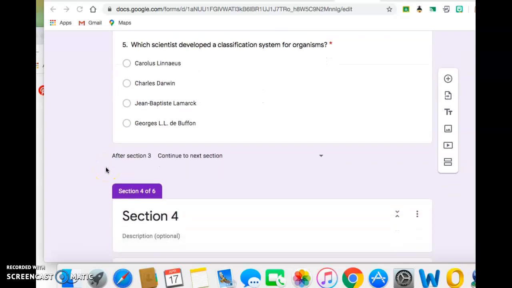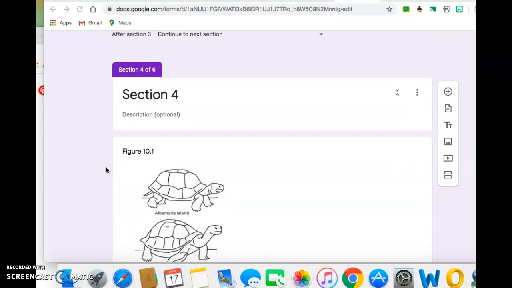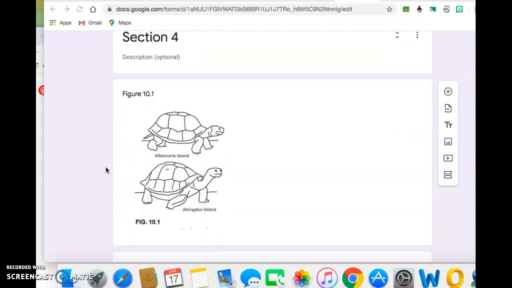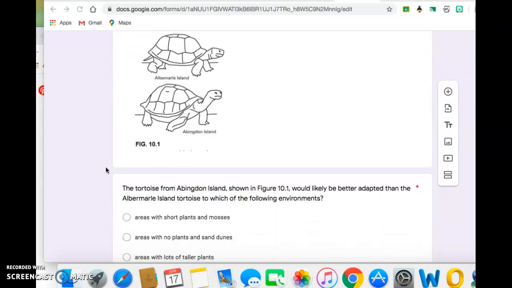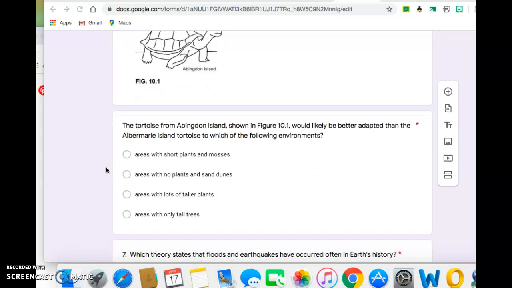Once you are done with Section 3, go ahead and continue on to Section 4. When you first open Section 4, you will see Figure 10.1. Make sure you are referring to it as you answer number 6. The tortoise from Espanola Island, shown in Figure 10.1, would likely be better adapted than the Albemarle Island tortoise in which of the following environments? Areas with short plants and mosses, areas with no plants and sand dunes, areas with lots of taller plants, or areas with only tall trees.